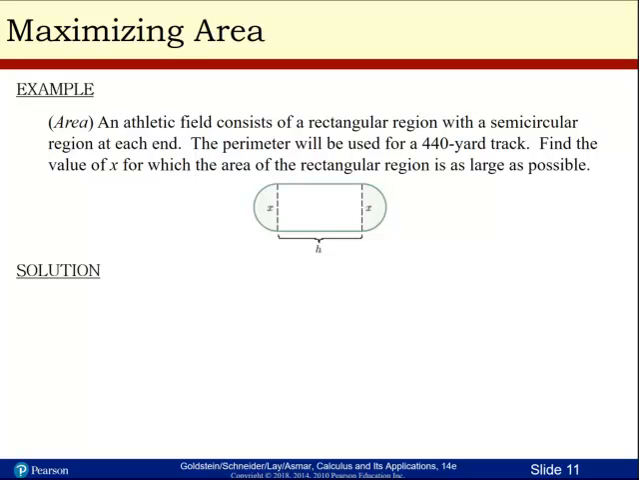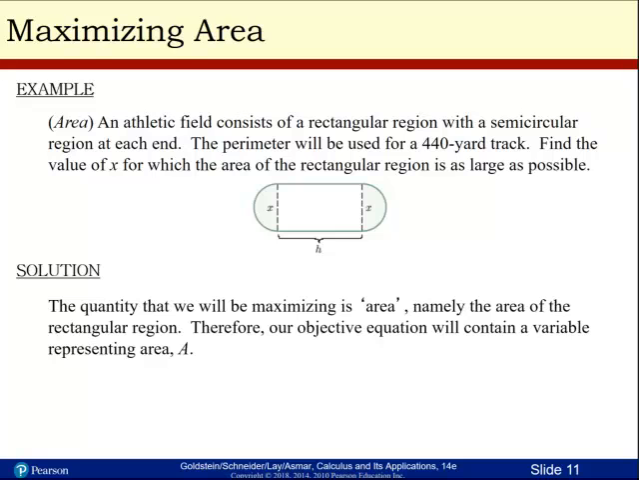Let's look at another example. This one is of area of an athletic field. An athletic field consists of a rectangular region and then a semicircular region at each end. The perimeter will be used for a 440-yard track. Find the possible value for x for which the area of the rectangular region is as large as possible.